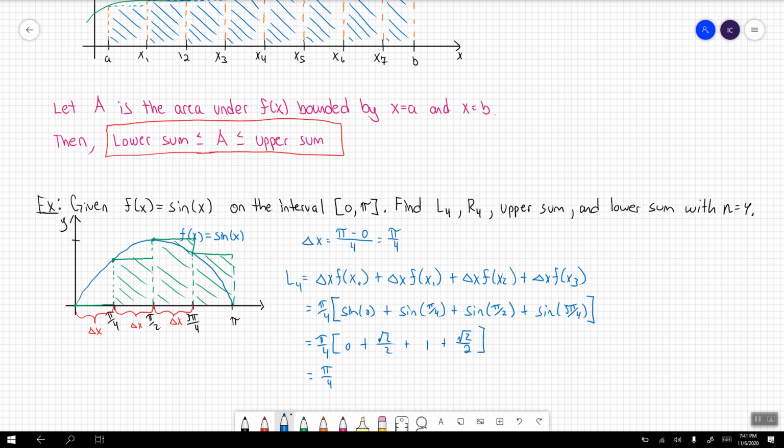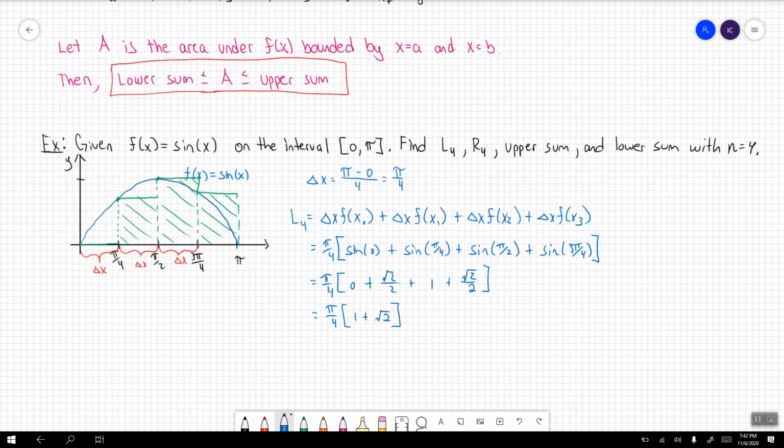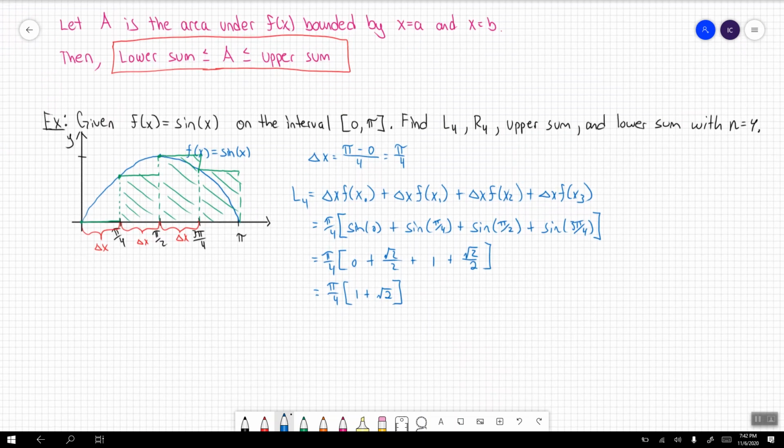Thus, our left-hand sum approximation for the area underneath f of x on the interval from 0 to pi is this value of pi fourths multiplied by the quantity of 1 plus root 2. And there we are. That is our left endpoint sum approximation. Now, what if we want to do a right endpoint approximation?